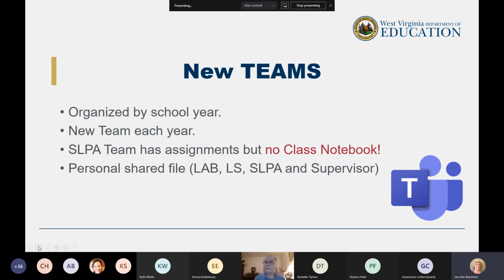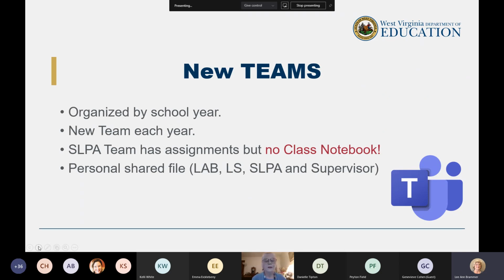But in order to accommodate that and to help us keep track of all the documentation, we are going to have a different team each year, so it will be designated by years. If you were in last year's SLPA team, you're going to be a new member of another team. Please look for a link to this team or for when you've been added as a member. If you don't see that by, let's say, Monday or Tuesday of next week, contact me and I'll make sure that I get you on there.